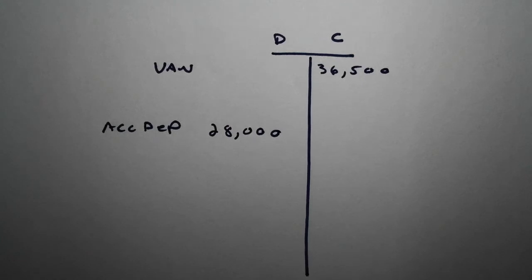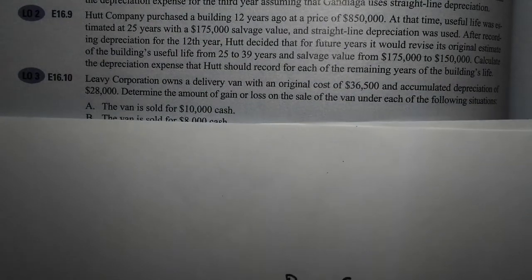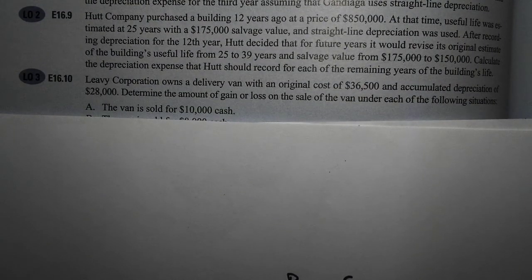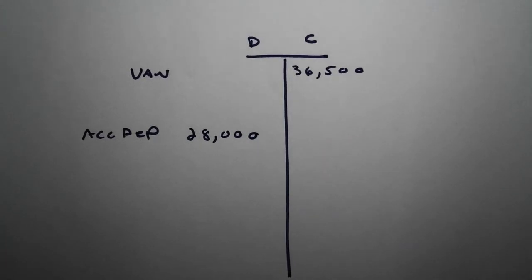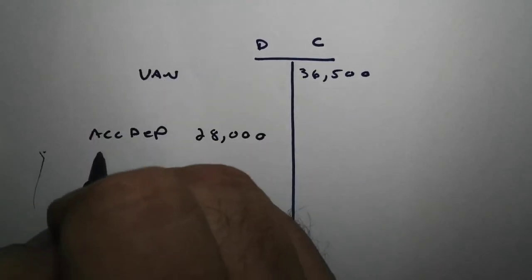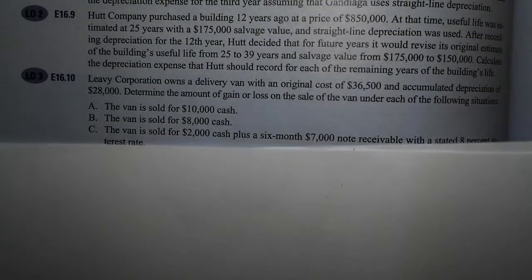Okay, so now we want to figure out what are we getting for the sale? What are they giving to us? And in this example, they're going to give us $10,000 cash. So I'm going to go right to the debit side. I'm going to say that cash is debited for $10,000.